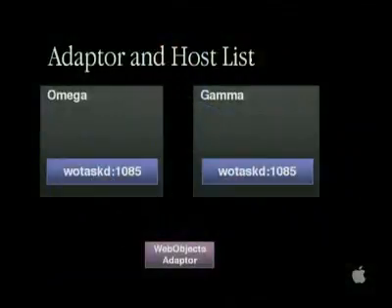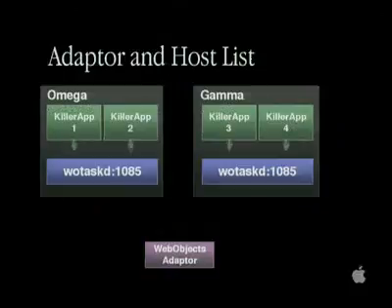So let's look at how the adapter and host list works. The WebObjects adapter, in purple there, and you have your two application servers, Omega and Gamma. So your application instances start up. They send life beats to WOTASTI running on each machine saying, I've just started.